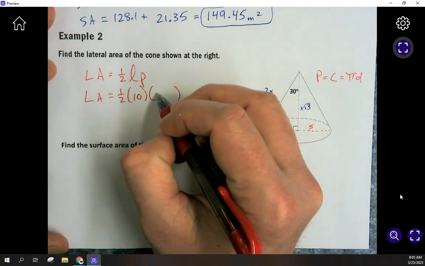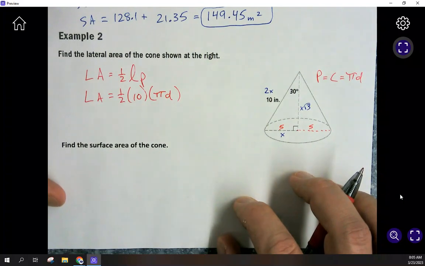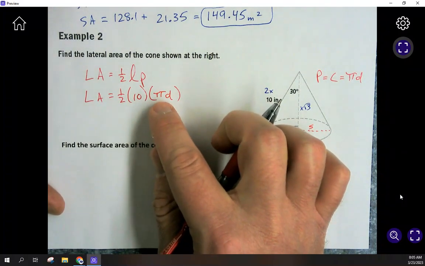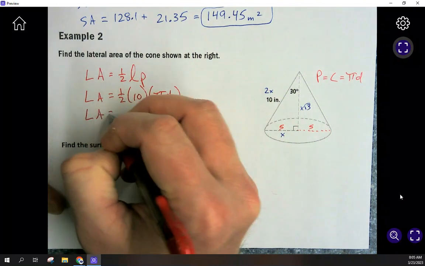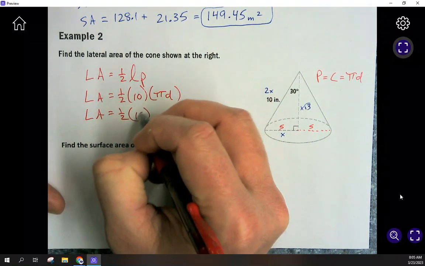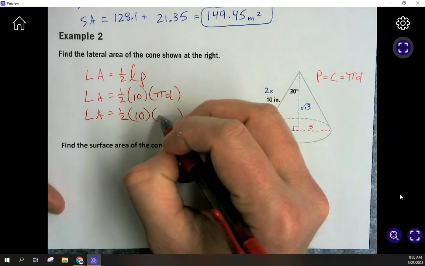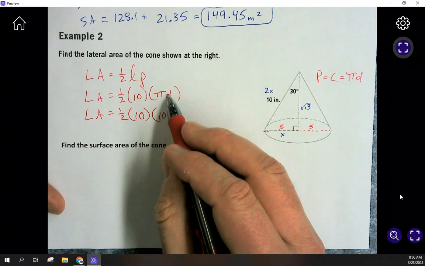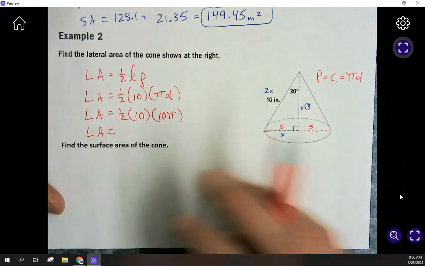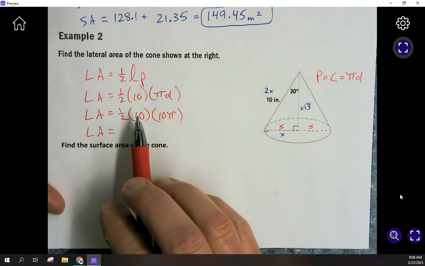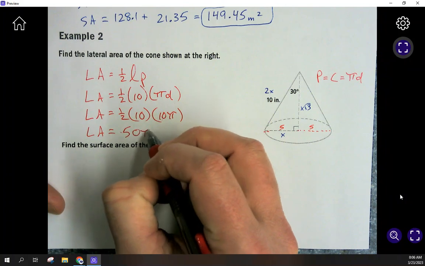All right, so let's plug in one at a time here. I'm going to go ahead and put pi times diameter in, so you can see where we got this from. Perimeter is the same as circumference, pi times diameter. Then we'll go ahead and we'll actually plug in. The diameter is 10, so the circumference is 10 pi. 10 goes in for diameter. And then we're going to go ahead and multiply all the way across here. 10 times 10 is 100. Take half, and that's 50 pi.